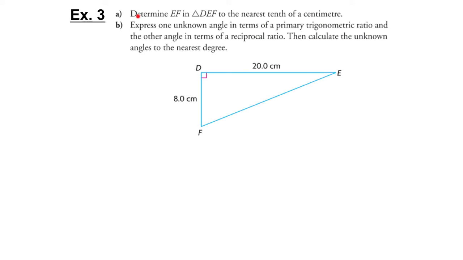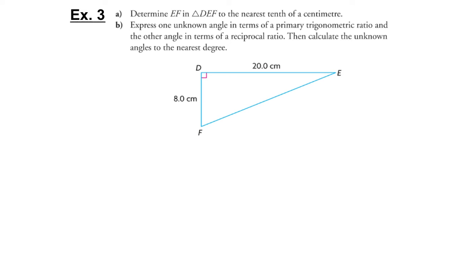Example 3, determine EF in triangle DEF to the nearest tenth of a centimeter. A tenth of a centimeter is 1 decimal place. Triangle DEF, that's this triangle. Determine EF. Well, here's E, here's F, so EF is this line right here. We're trying to figure out the length of that line.